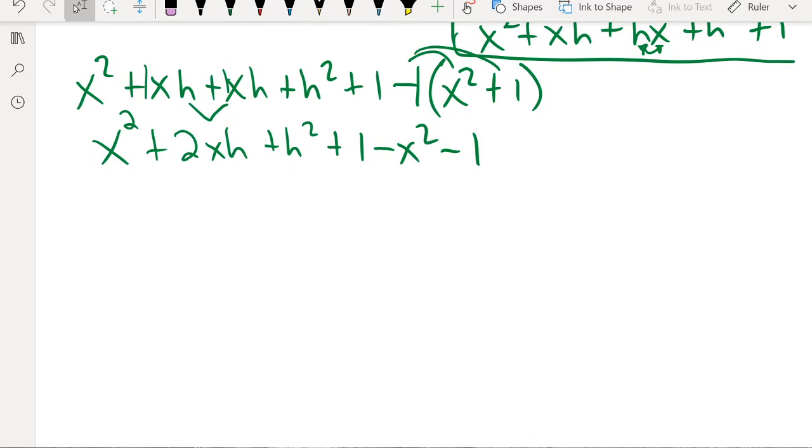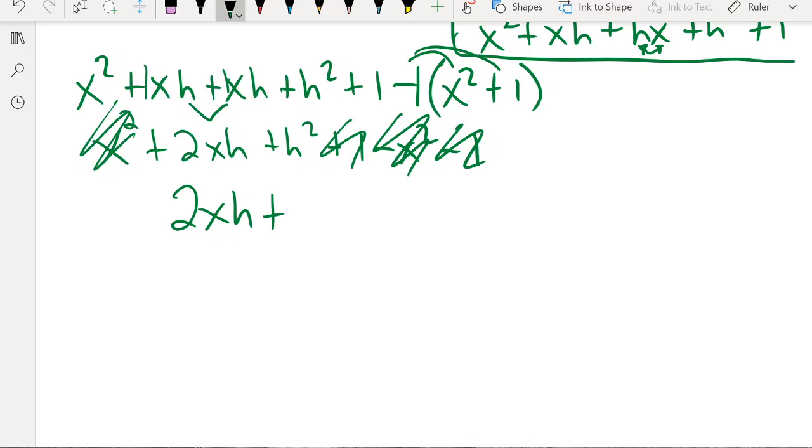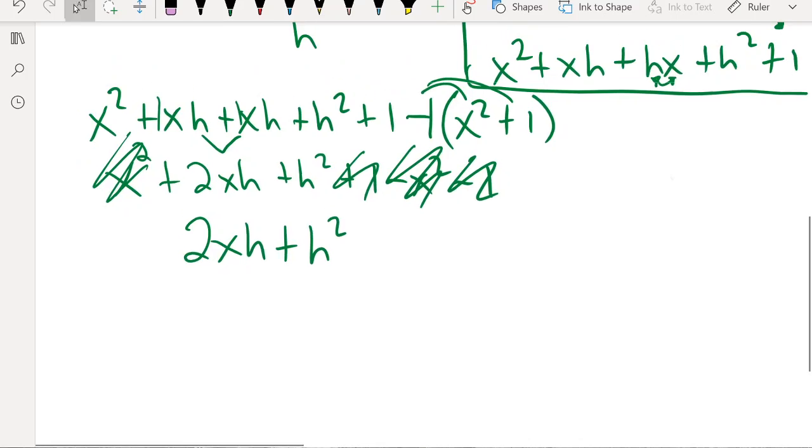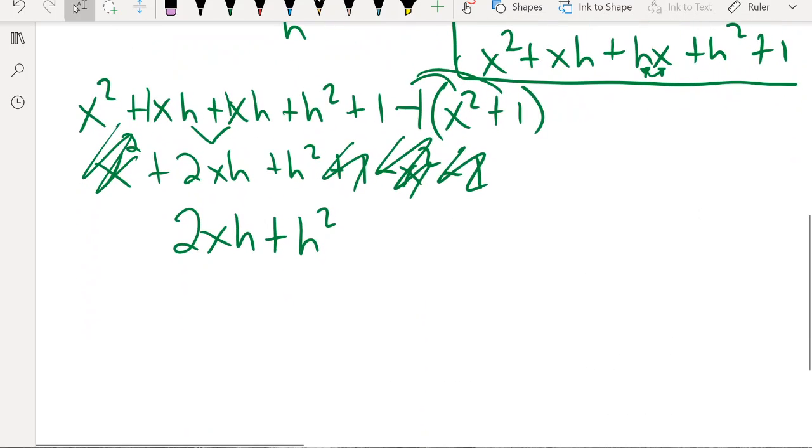All right, so then you should have things that cancel, right? If you notice, the x squared minus x squared, that's 0. And then 1 minus 1 is 0. So I'm just left with 2xh plus h squared. Oh, and don't forget, it was over h.